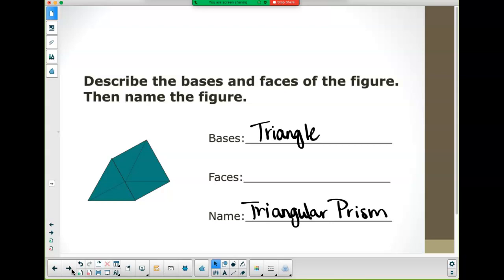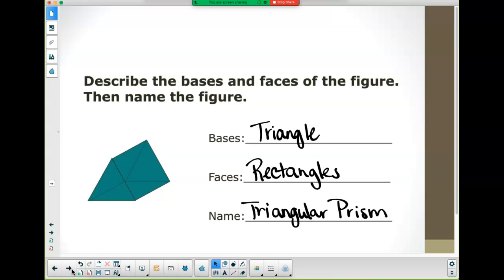Okay, the faces, the other sides, what are all these sides? The base is a triangle. What are these sides? Really? Rectangles. In prisms, we have the base and all the faces are rectangles.